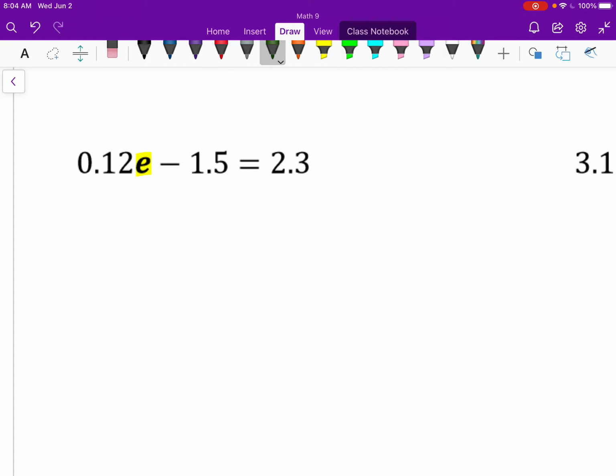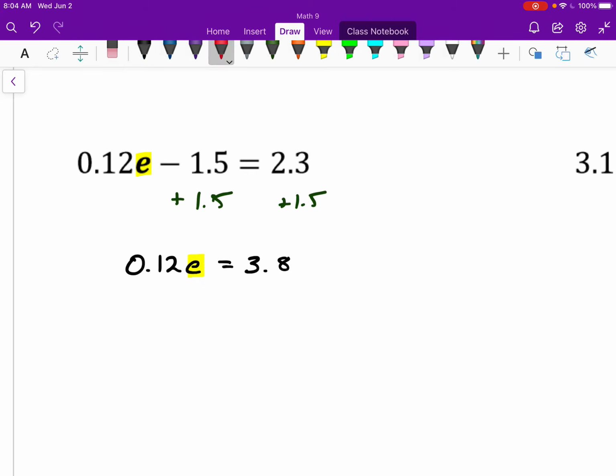So the first thing I would do is, again, get rid of the constant by applying the inverse of that to both sides. So if it's -1.5, let's add 1.5 to both sides, which means I have 1.2 times e on one side, and 2.3 plus 1.5, which is 3.8 on the other.